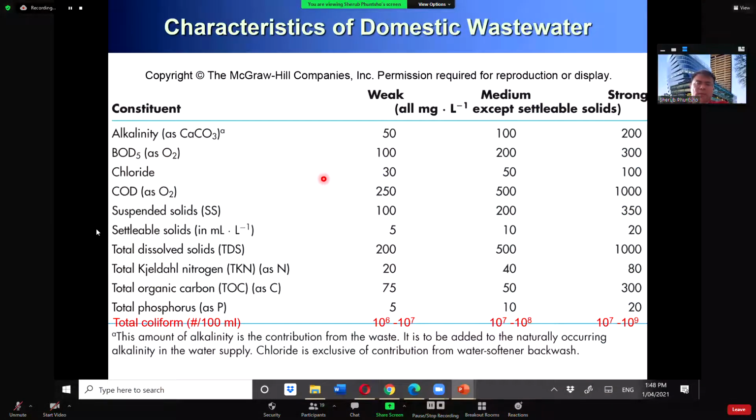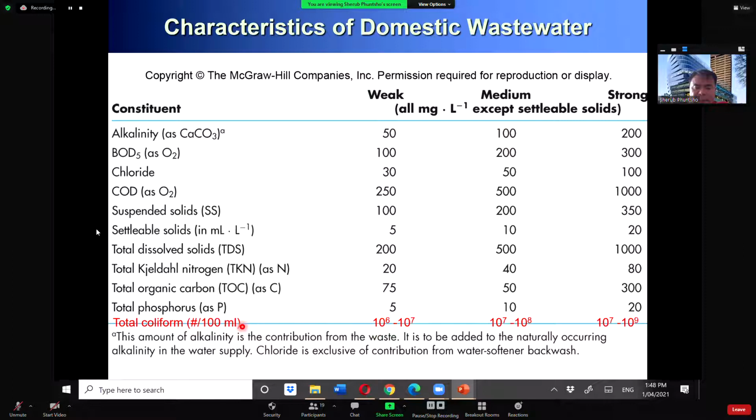Okay, so we also looked at some of the characteristics of domestic wastewater here. Domestic wastewater can have a wide range of constituents: weak, medium, strong. So these are some of the characteristics. You'll see BOD, say 300 milligrams per liter, for a very strong domestic wastewater. The chemical oxygen demand can be as high as 1000 milligrams per liter.